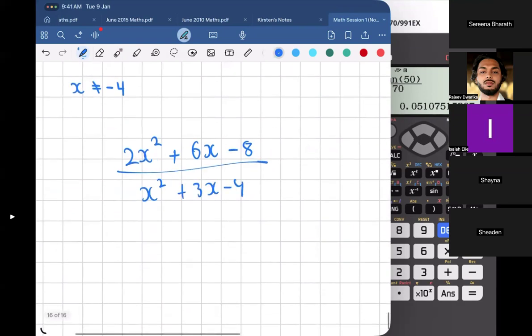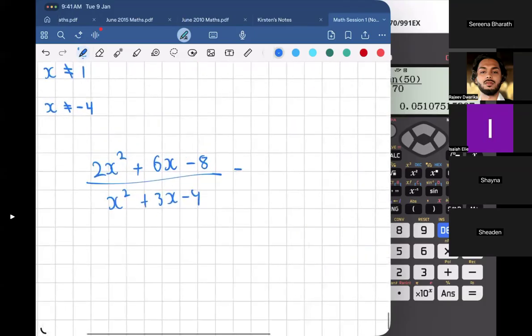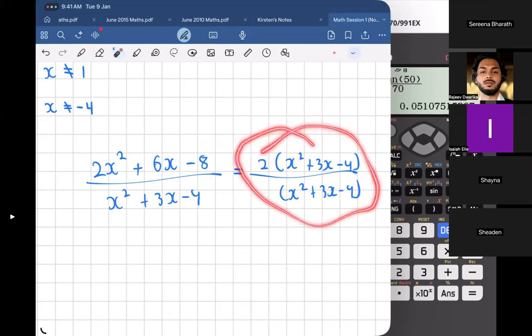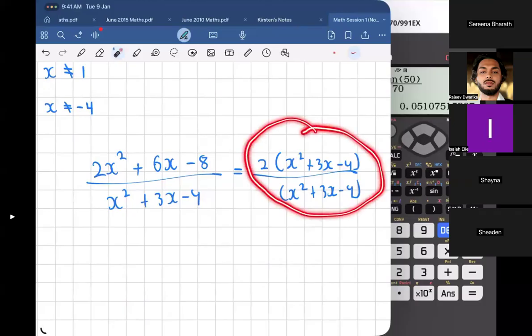So if I wanted to do this, Serena, let me show you the proper way. You're really supposed to factor out the two. If you factor out the two, you'd have x squared plus 3x minus 4 inside, and on the bottom you'd have x squared plus 3x minus 4. Now, guys, is this different to what Serena did? Again, Serena, don't take this any kind of way. This is just an example. Guys, is this different to what Serena did?